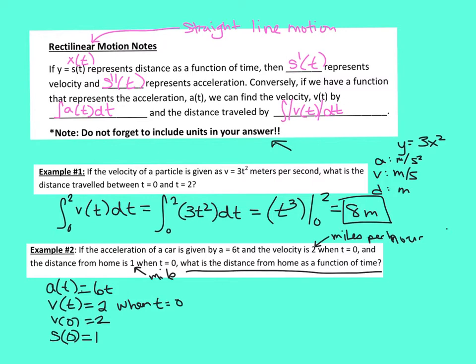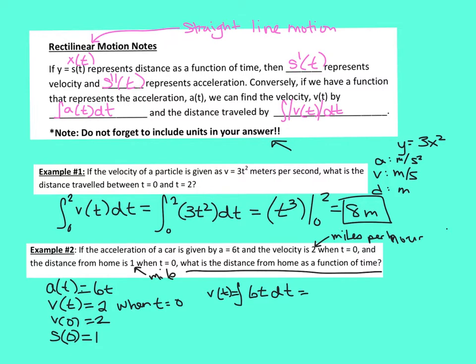So for this one, we have to do integrals twice. We are going to start by finding our velocity, and then we can find our distance. So my velocity, v of t, is going to be equal to the integral of the acceleration. You'll notice I don't actually have limits of integration. That is fine.